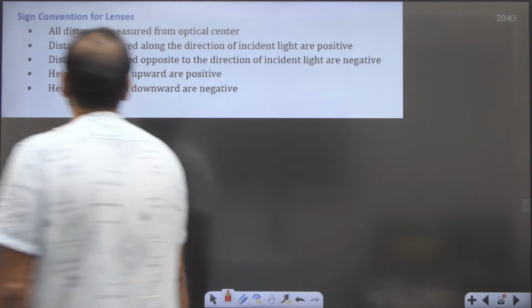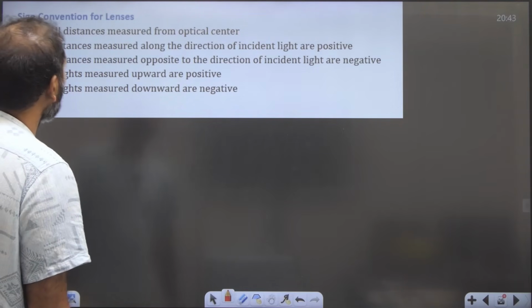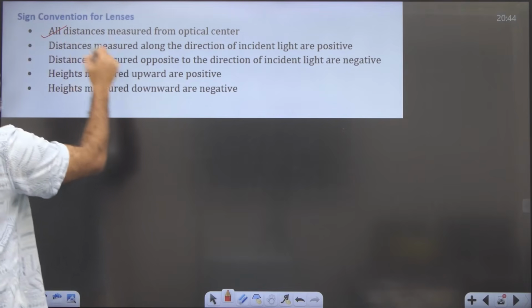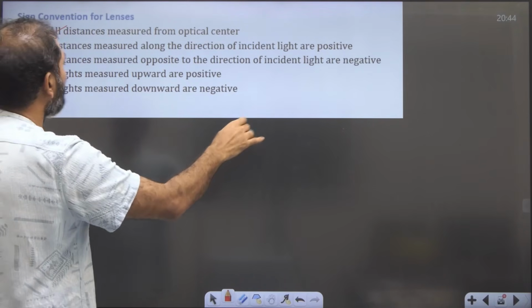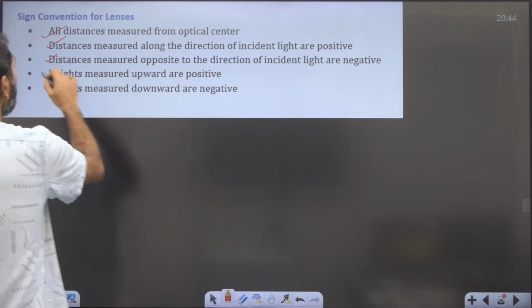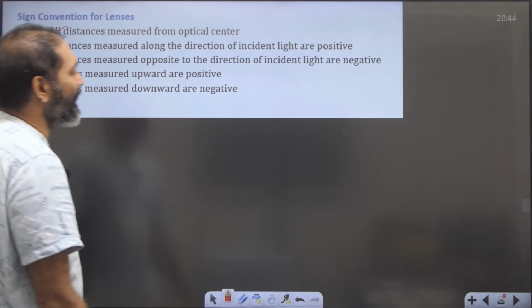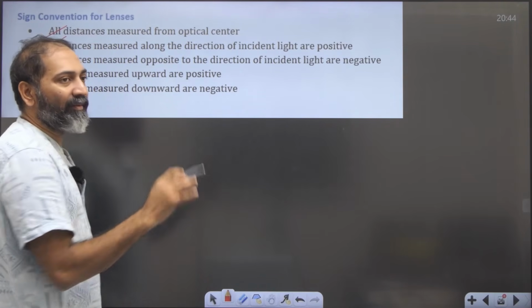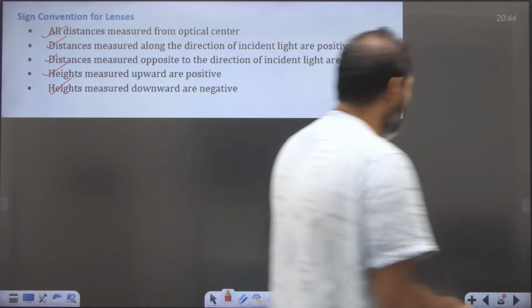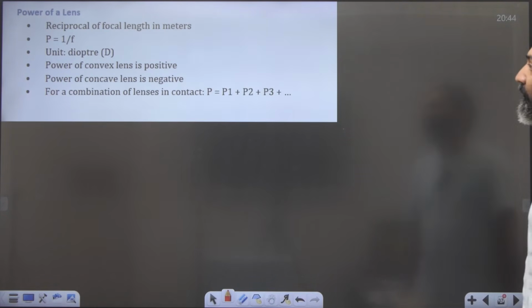Sign convention for lenses: all distances are measured from the optical center. Distances measured along the direction of light are positive. Distances measured opposite to the direction of light are negative. Height measured upward is positive, and height measured downward is negative. This is very similar to the sign convention for mirrors. So the sign conventions for lenses and mirrors are the same.